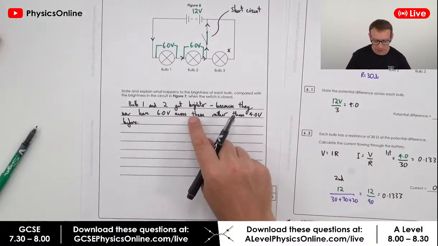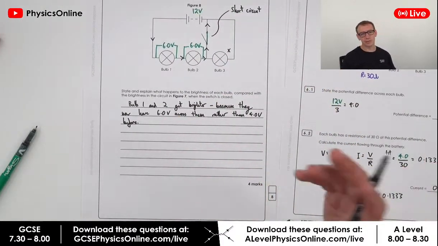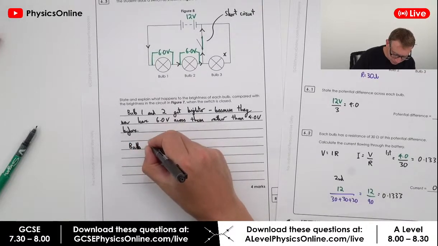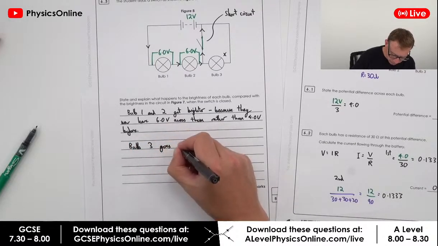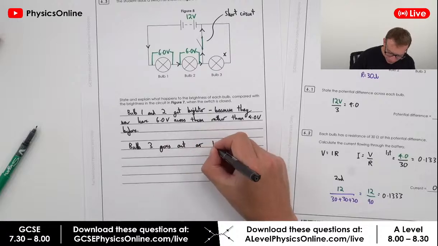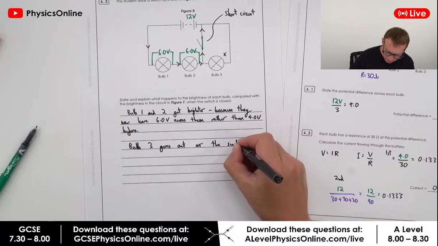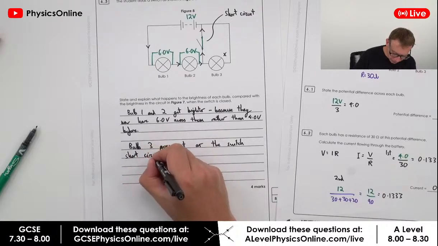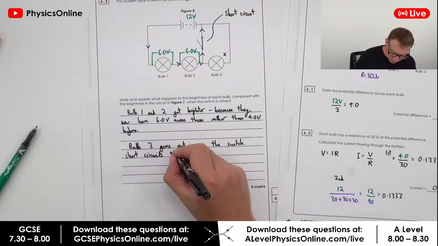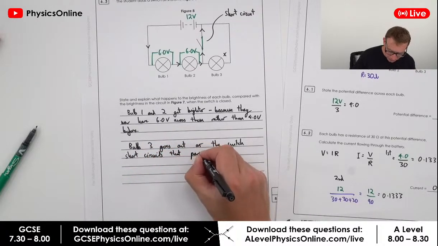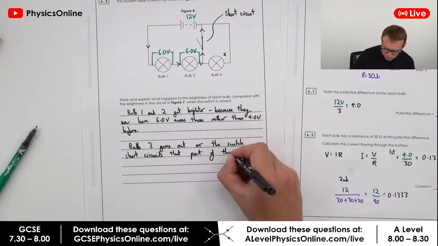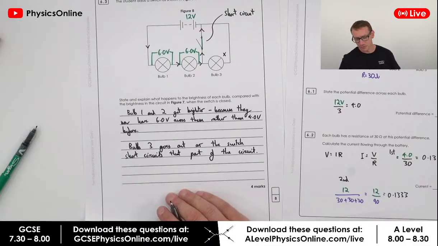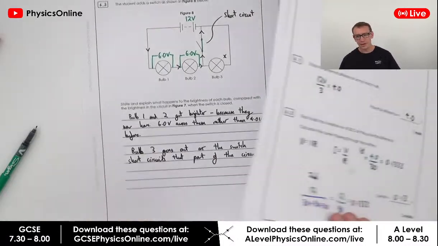Okay, so bulb 1 and 2 get brighter because they now have 6 volts across them rather than 4, like we had before. Bulb 3 goes out, as the switch short circuits that part of the circuit. Okay, hopefully that's all good. Alright, so that was the second question.